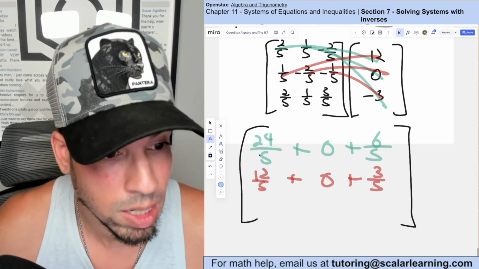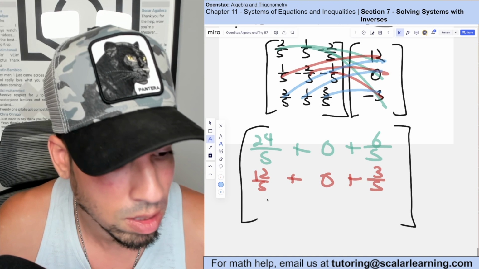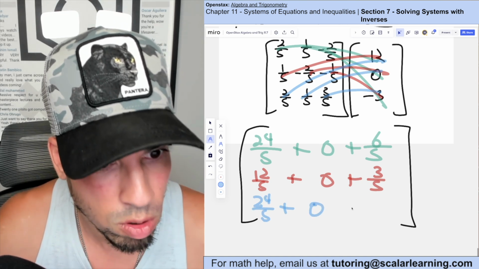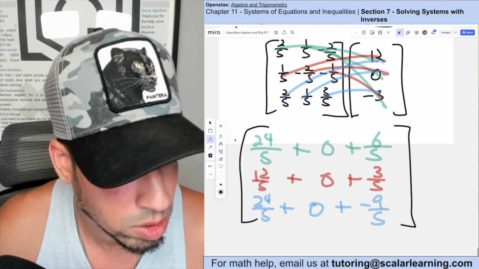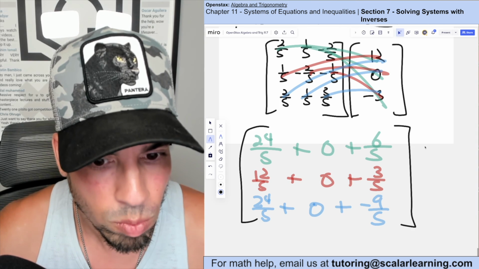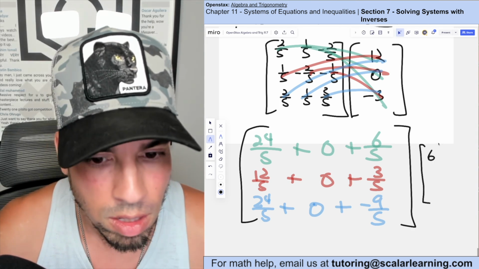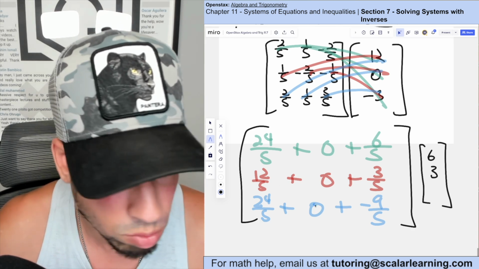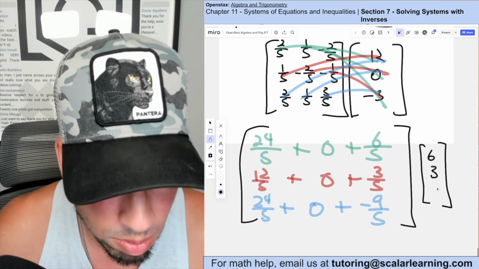And you notice it's going to be nice whole numbers, so that's a good sign. Then we got this times this, plus this times this, plus this times this. That is 24/5 again, plus 0, plus negative 9/5. Okay, as we simplify this out, we get 24 plus 6 is 30, divided by 5 is 6. Then we've got 12 plus 3 is 15 over 5, which simplifies to 3. And then 24 plus negative 9, that is 15 over 5, which simplifies to 3.